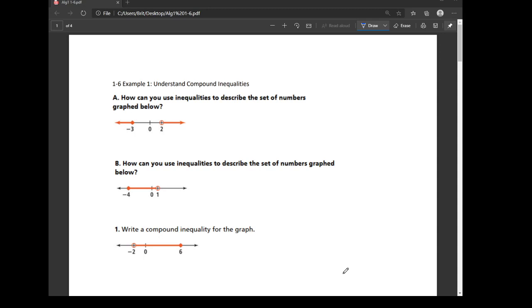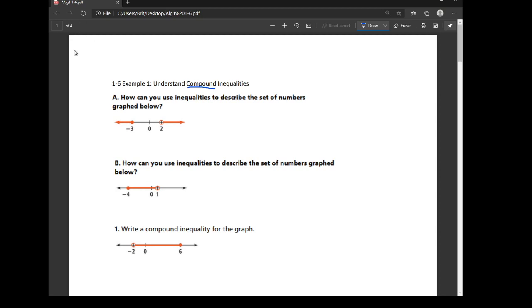In this example, we are looking at section 1.6, example 1 in the Algebra 1 SavvasRealize textbook. Here we are looking at understanding compound inequalities. So first I want to describe what a compound inequality is.